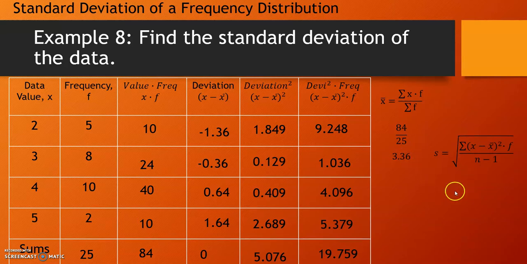Our standard deviation is the square root of the sum of the deviations times the frequency divided by n minus 1. The sum of our deviations times our frequencies is 19.759 divided by 24. There are 24 data points. 19.759 divided by 24, the square root of 0.8232, which is 0.91.